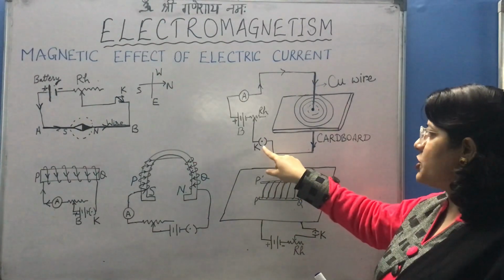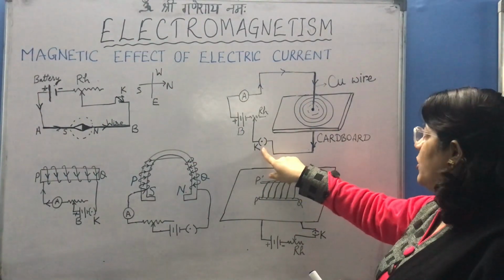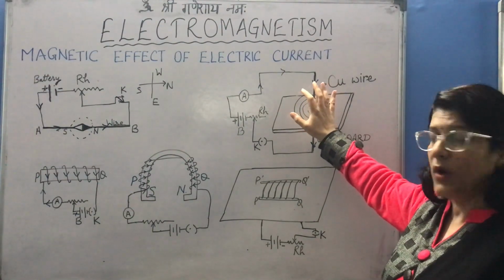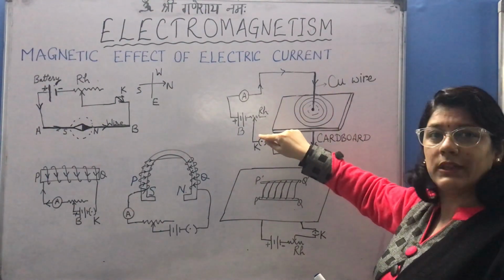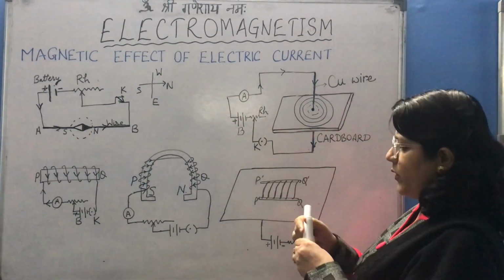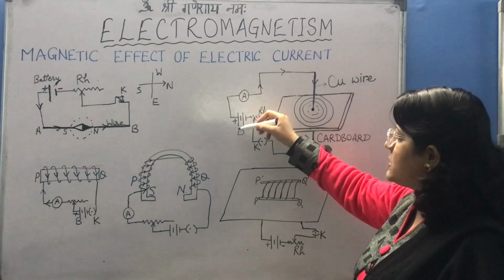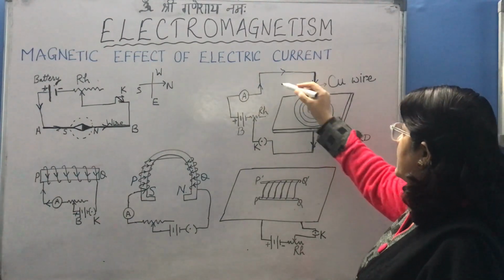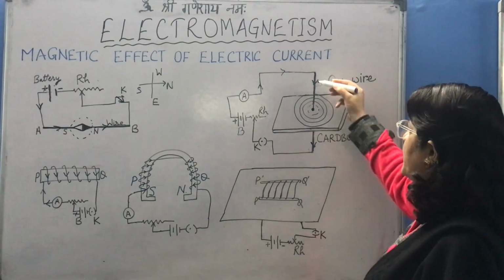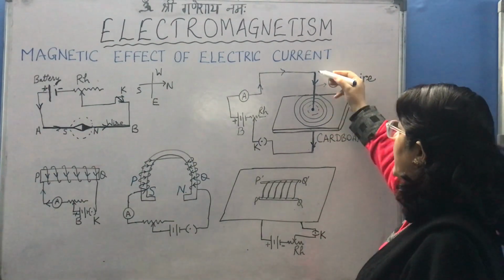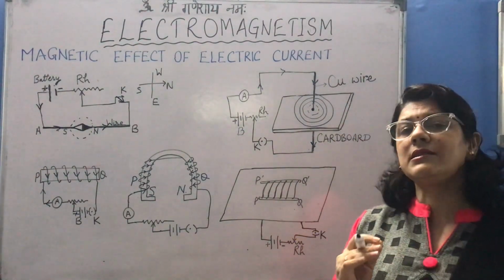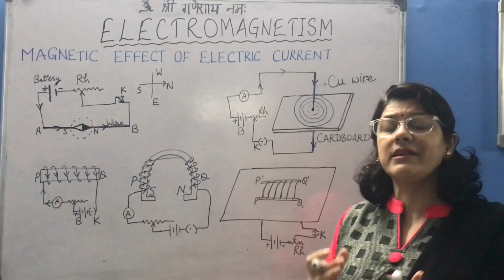Initially this key is not on, so no magnetic field lines are visible. But as soon as you switch on the circuit by pressing the key, the current starts flowing in this direction because the positive terminal is here, and arrows indicate the direction of current in the wire from top to bottom. When current starts flowing, you will see that the iron dust starts arranging in concentric circles.